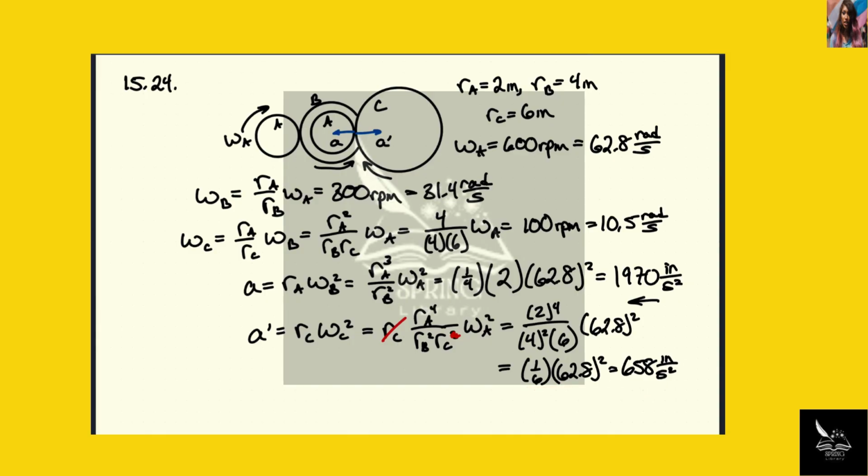Plugging everything in, we get 658 inches per second squared in this direction, in the positive y direction, or in the negative radial direction from this axis.